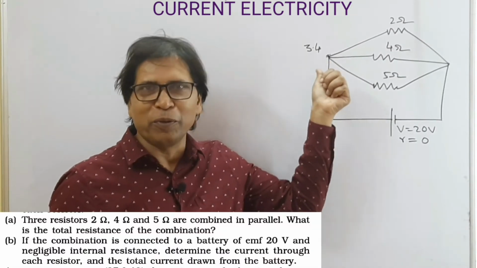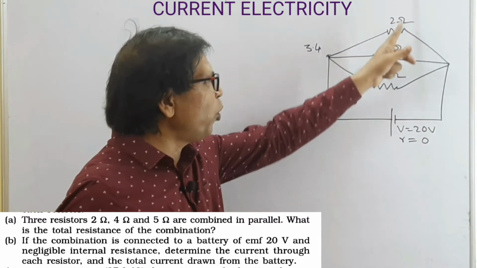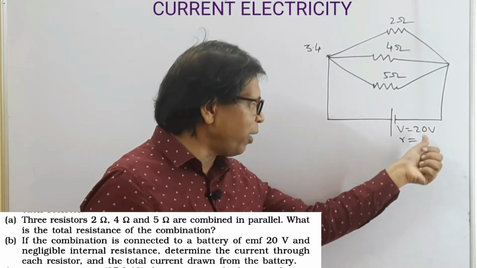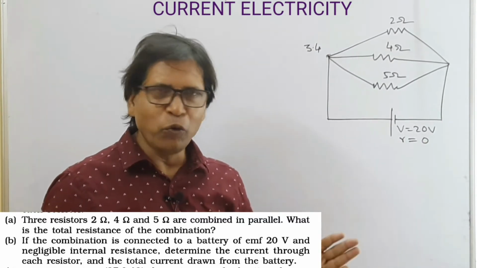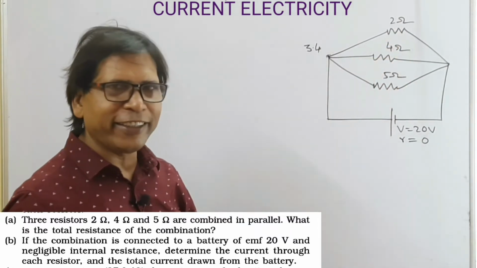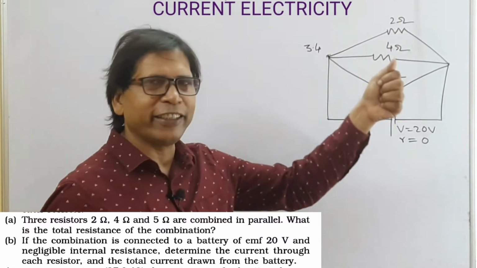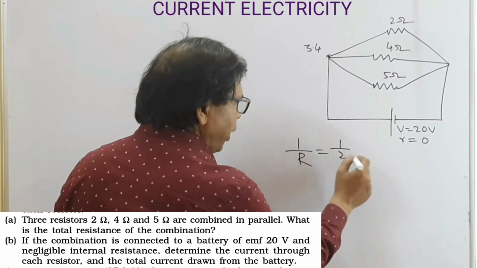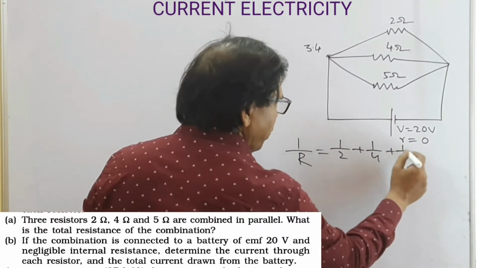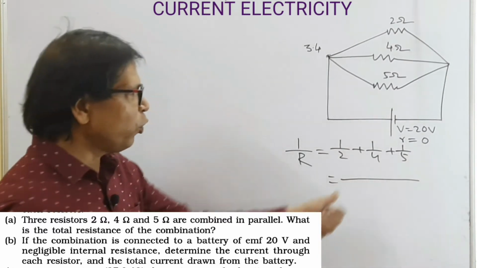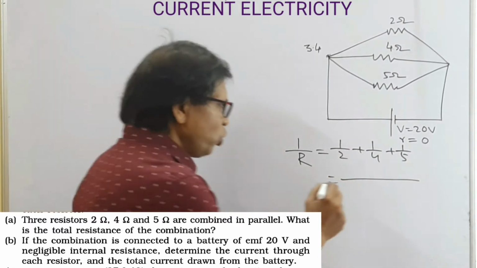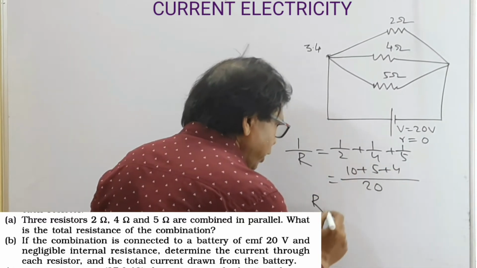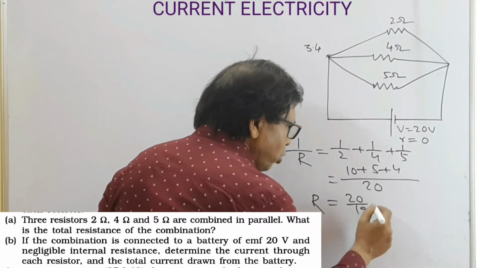NCERT numerical 3.4. Resistances of 2 ohm, 4 ohm and 5 ohm are connected in parallel across a potential difference of 20 volt. We have to calculate the equivalent resistance and the current through each resistance. The equivalent resistance: 1 by R equals 1 by 2 plus 1 by 4 plus 1 by 5. The LCM is 20, so we get 10 plus 5 plus 4 over 20. So R equals 20 by 19 ohm.